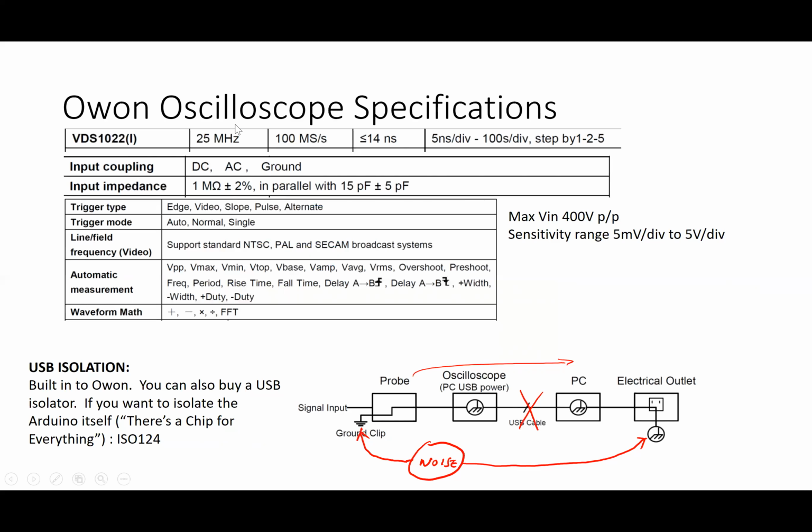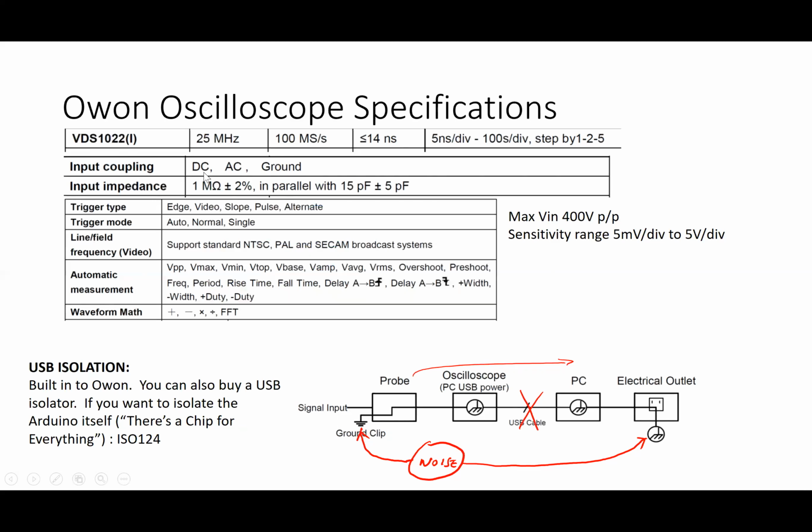What you see is it says it's a 25 megahertz oscilloscope. This means it can display signals up to 25 megahertz, but only just. It does 100 megasamples per second, so your 25 megahertz waveform would have only 4 samples across the whole waveform. But certainly up to a few megahertz, this oscilloscope is good.